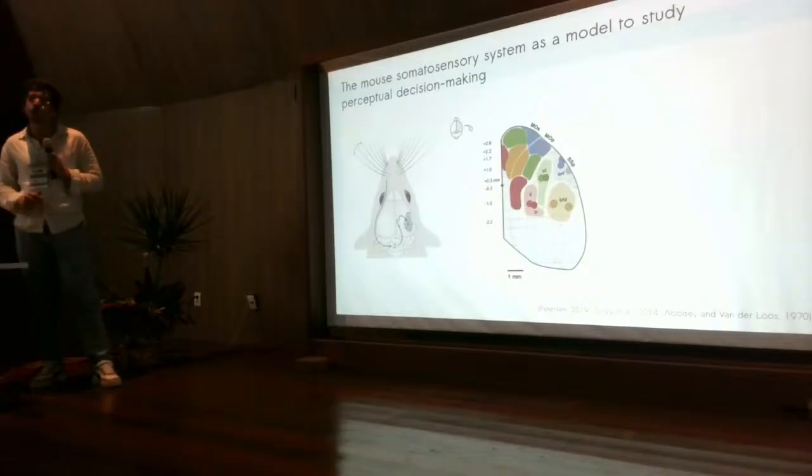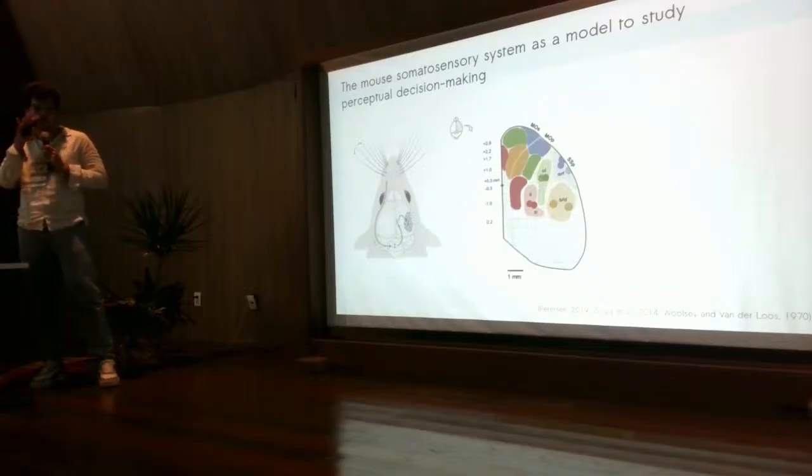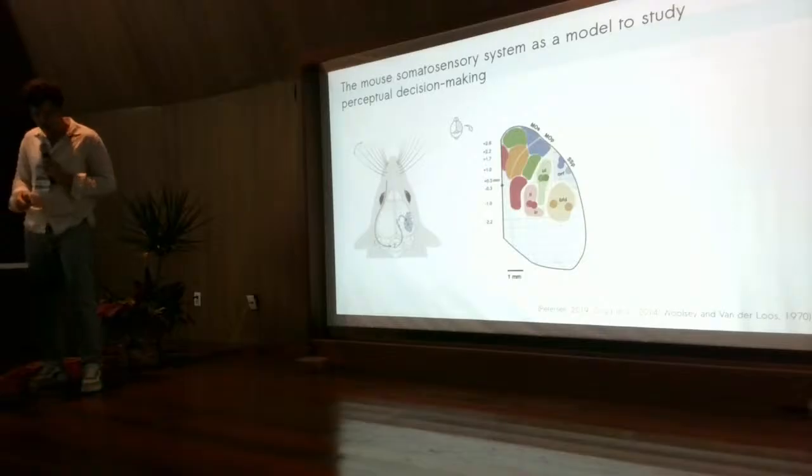Mice are nocturnal animals, and they use tactile information as their main sensory modality. So they use their whiskers actively. They move the whiskers back and forth to understand the space around them, to locate objects, and to sense both spatial position and texture.